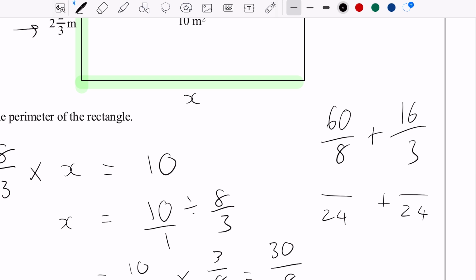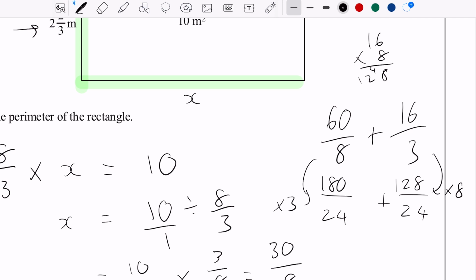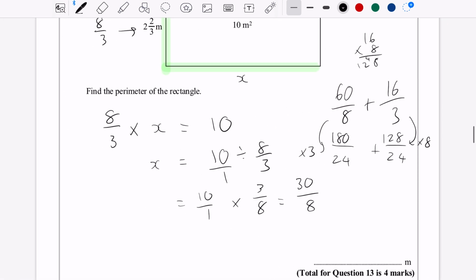Okay, so we're timesing that top fraction by 3. So 60 times 3 is 180 over 24, plus we're timesing this one by 8, so 16 times 8. I'm going to have to do this myself. 128. Alright. And then add the two top numbers together. And it doesn't say to simplify it, so in fact, I'm definitely not going to. Why would we bother? 308 over 24.